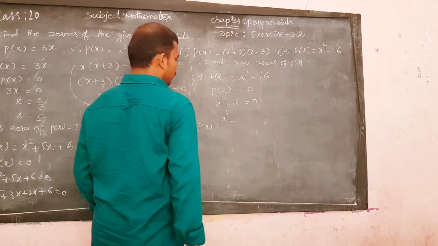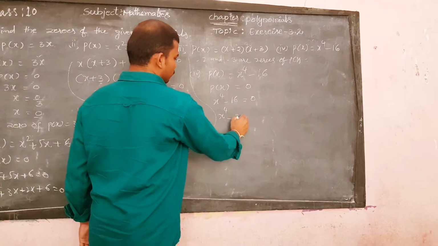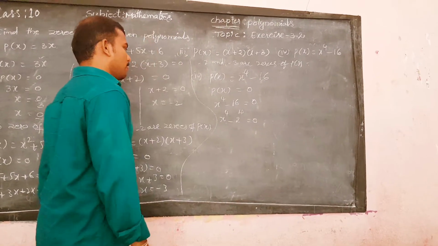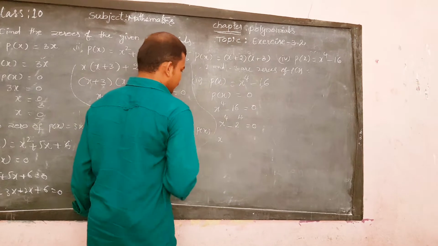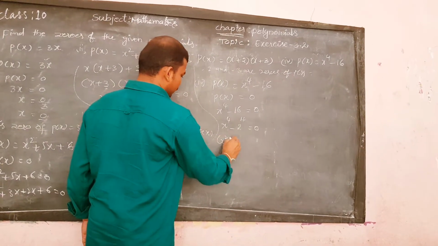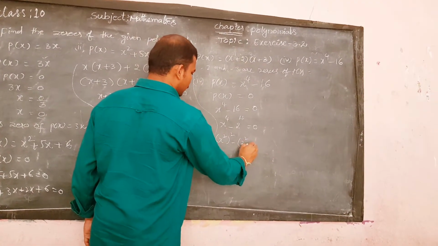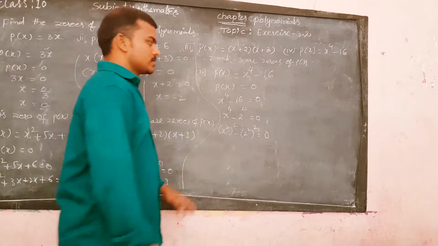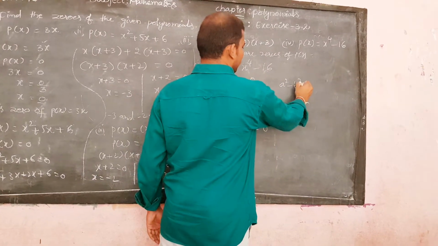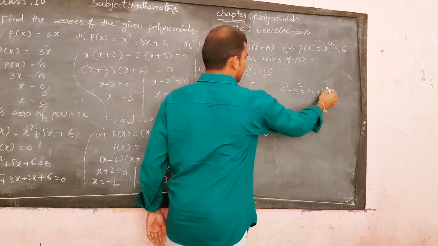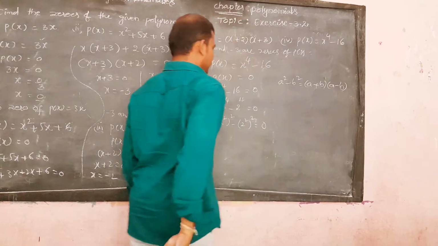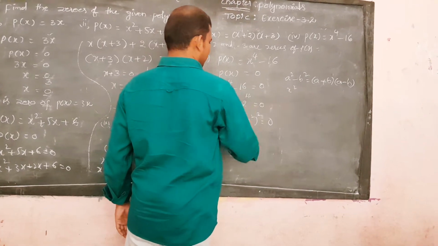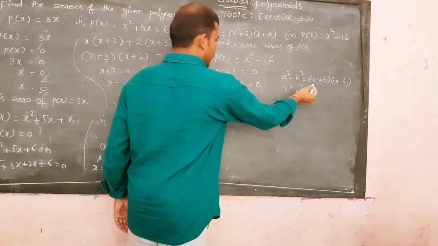So x power 4 minus 16, where 16 can be written as 2 power 4, is equal to 0. It can be written as (x square) whole square minus (2 square) whole square. This is in the form of a square minus b square, which equals (a plus b) into (a minus b). Here a is x square and b is 2 square.